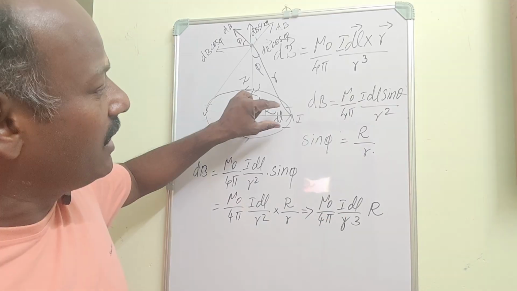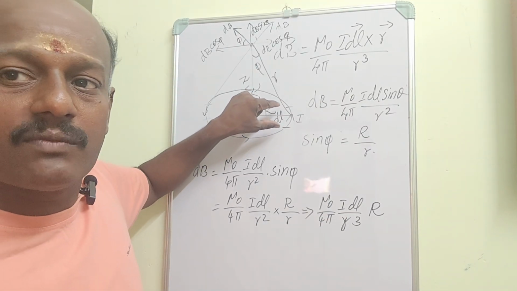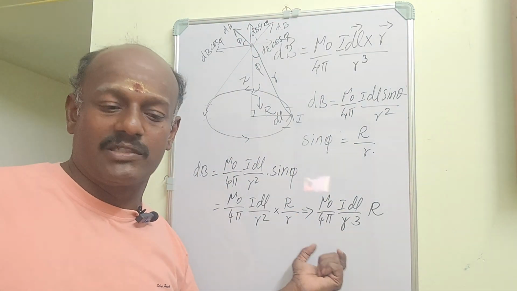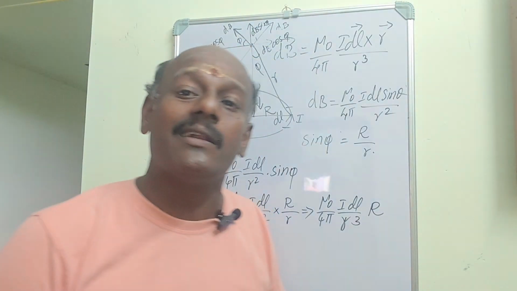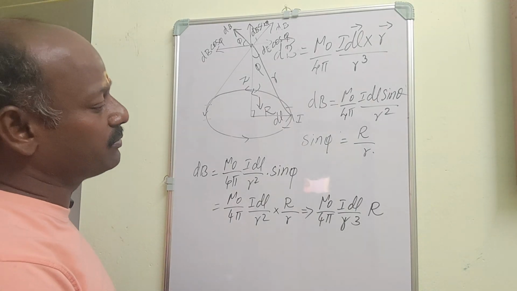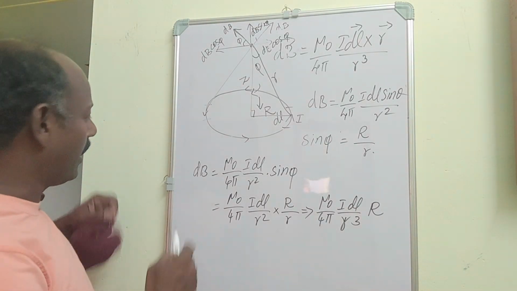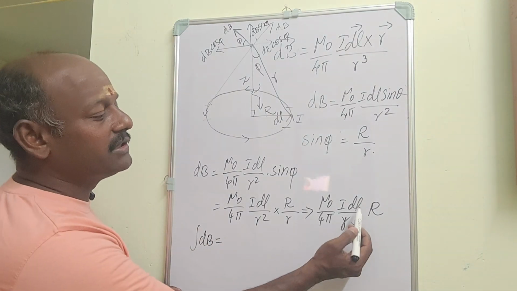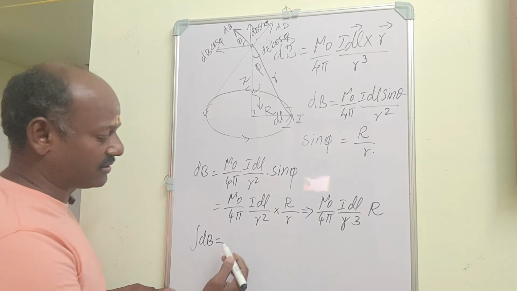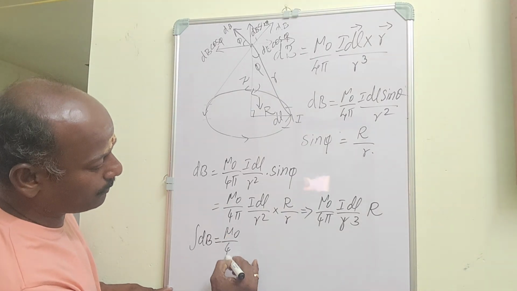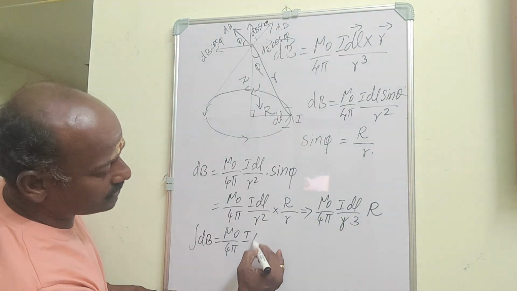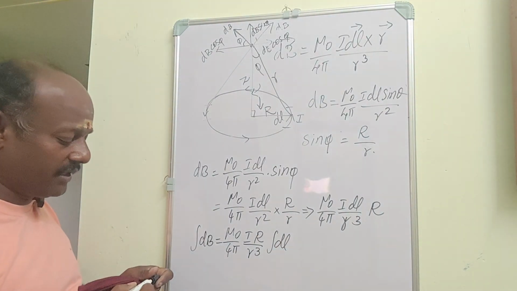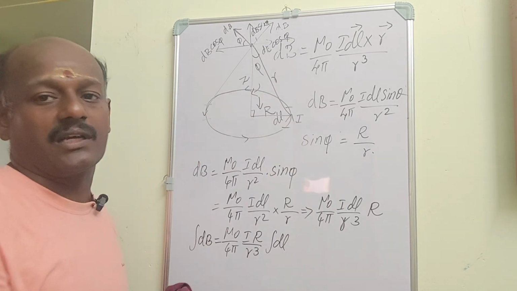Now we are considering the small current element. Because of the small current element, this is how much magnetic induction we have measured. But our aim is to measure the entire magnetic induction. In order to measure the entire magnetic induction, I am going to integrate. Here the variable is dl, all the others are constant. So I am just taking mu naught by 4 pi, then I, into R divided by r cube into the integration of dl.